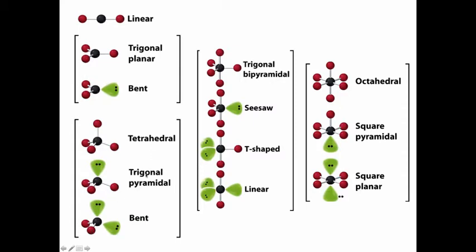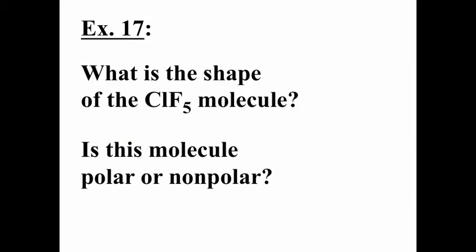This is also a bent shape here, and the bent shape that's a subset of trigonal planar has a 120 degree bond angle. The bent shape that is a subset of tetrahedral has a 109.5 degree bond angle, so they're not quite the same, but we still call them both bent. Trigonal bipyramidal has a seesaw, a T-shaped, and a linear subshape. Octahedral has a square pyramidal and square planar subshape, and these are things that hopefully you will get familiar with as you do more examples.